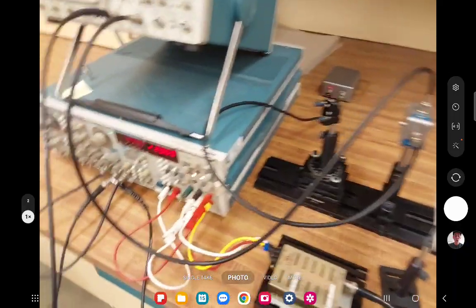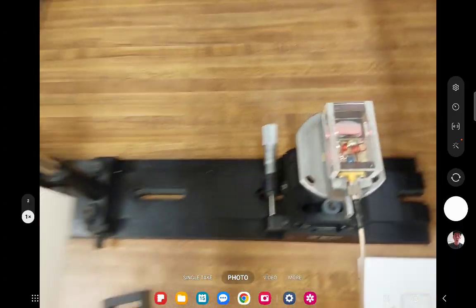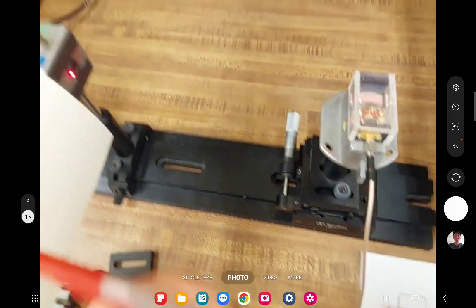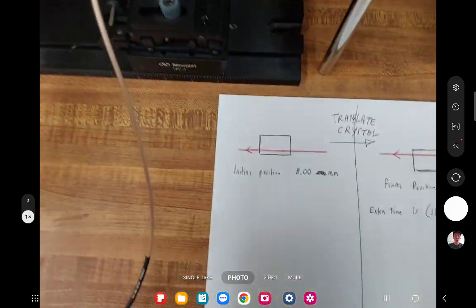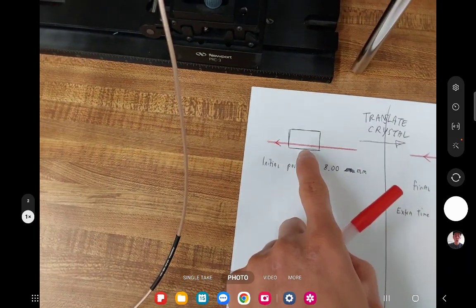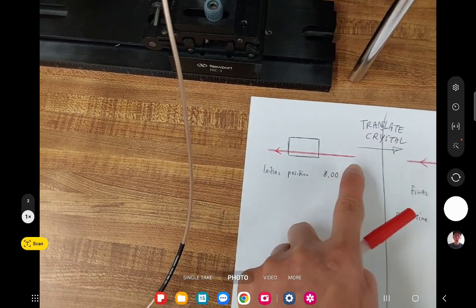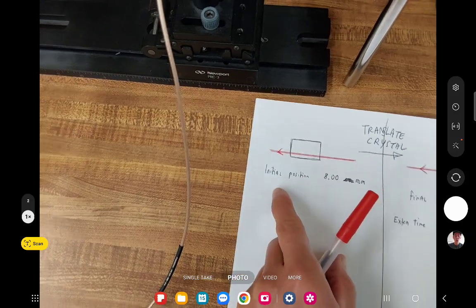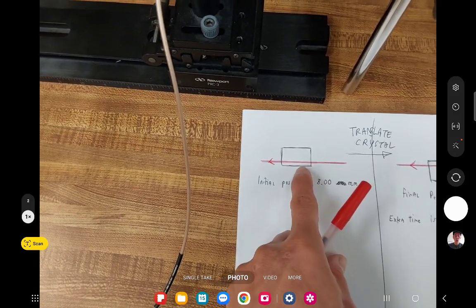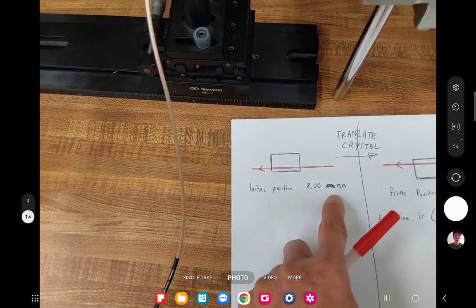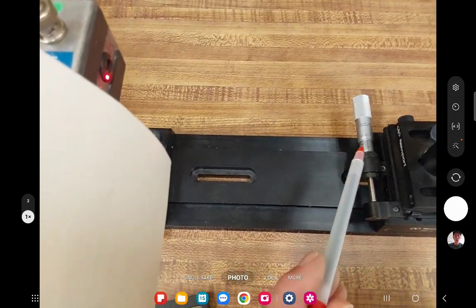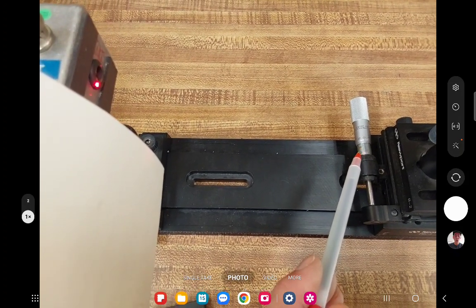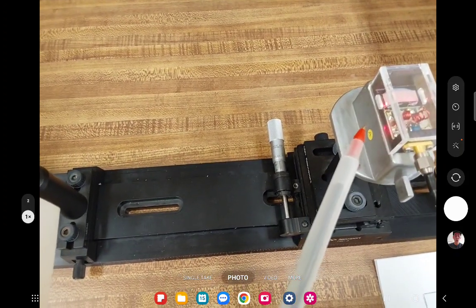Okay. So what we're going to do is, the laser is traveling through the near side, right? You can see the dot, and this is a diagram of it. So this is the crystal, the gray box, and the laser is traveling through the near side, and the initial position of this crystal we'll say is 8.00 millimeters, and that is what you'll see right here on the micrometer, the location of this little crystal.